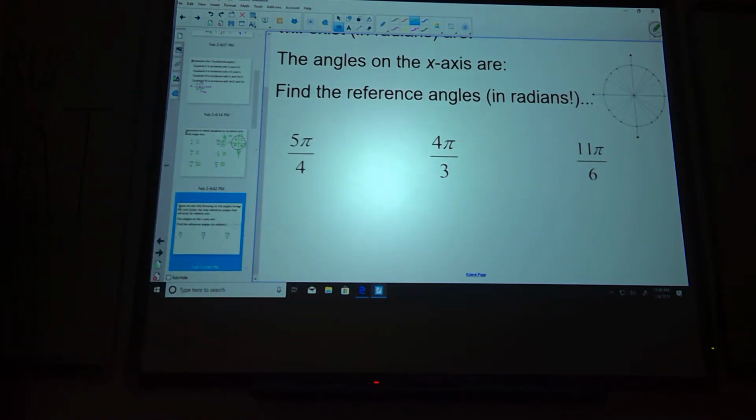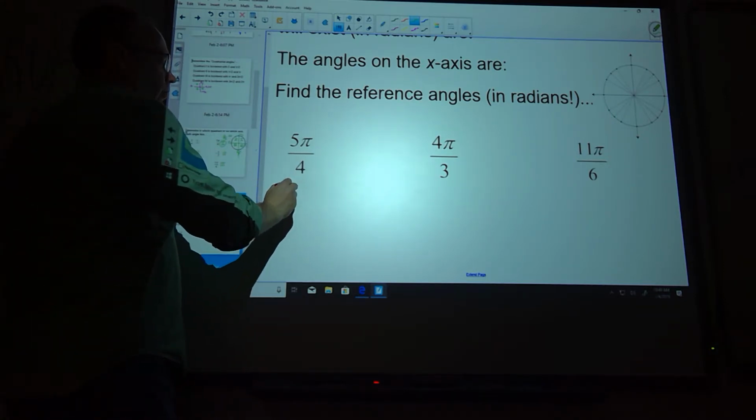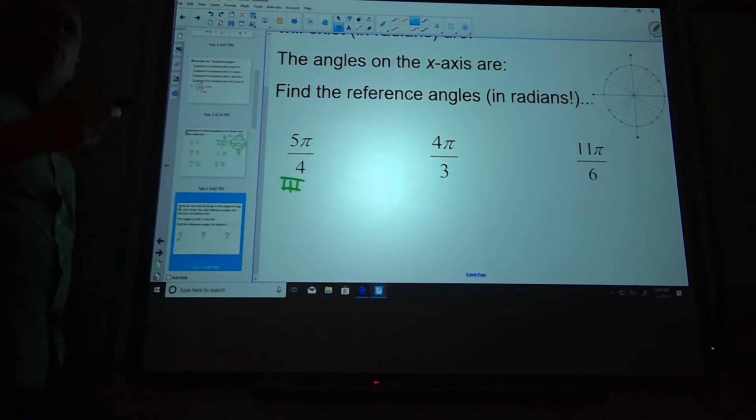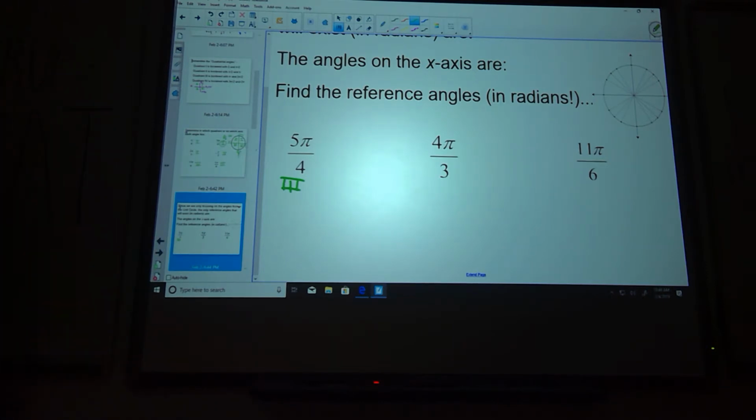All right, so we want to base this off the x-axis. So 5 pi over 4, is that bigger than 1 pi? Yeah, so it's going to happen in quadrant 3. So this is happening in quadrant 3. So let's figure out what the reference angle for it would be. Remember, the reference angle is one of the acute angles.